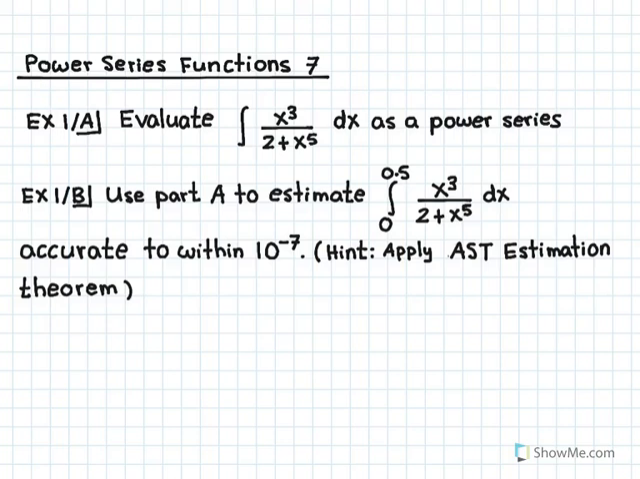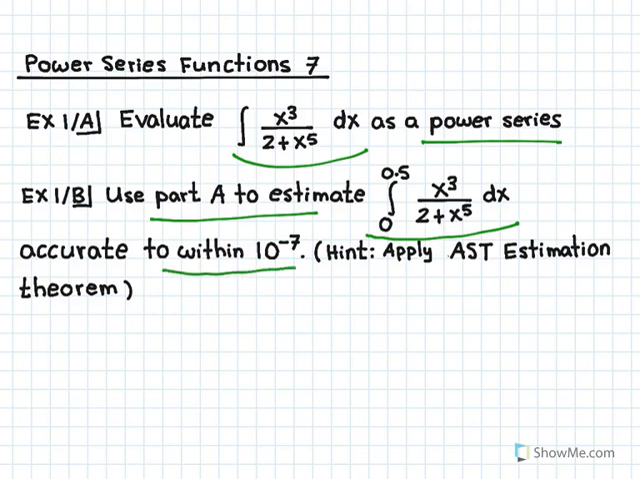In this video, we're going to continue our discussion of power series functions. Evaluate the integral of x cubed divided by 2 plus x to the power of 5 dx as a power series. Part B. Use part A to estimate the definite integral from 0 to 0.5 of x cubed divided by 2 plus x to the power of 5 dx accurate to within 10 to the power of minus 7. The hint here is to apply the alternating series test estimation theorem.